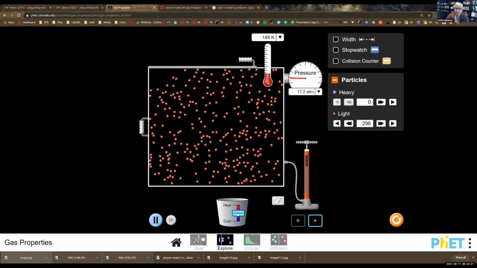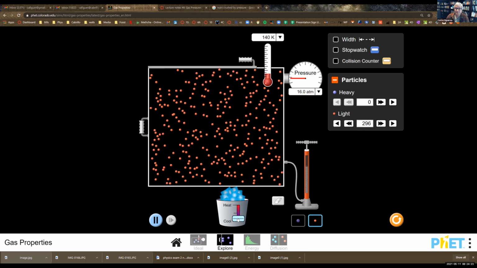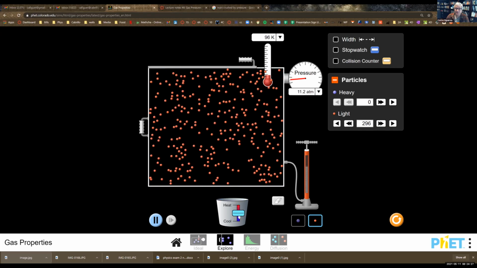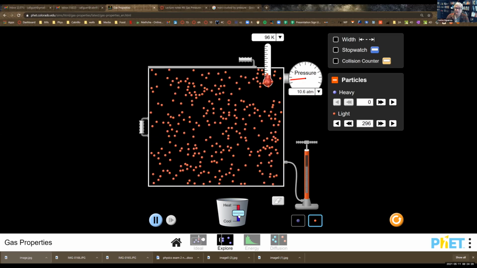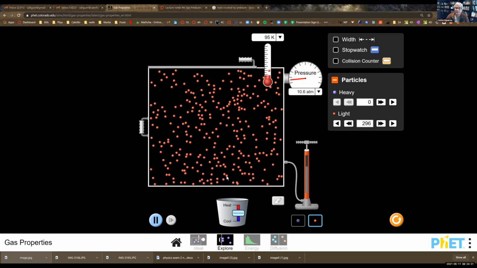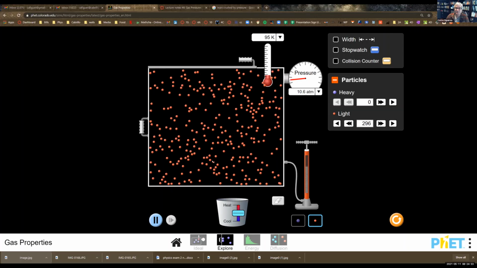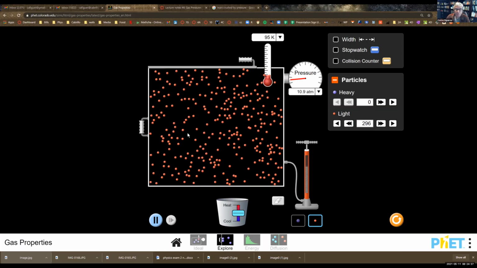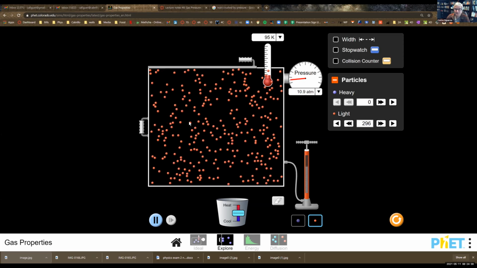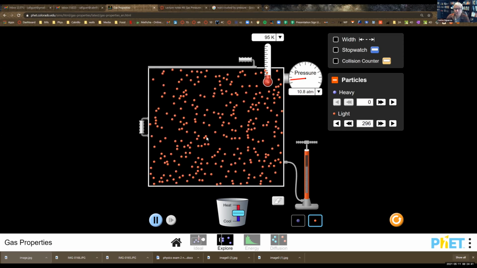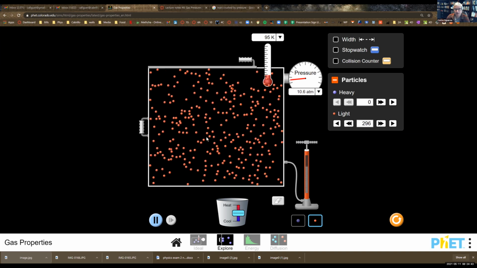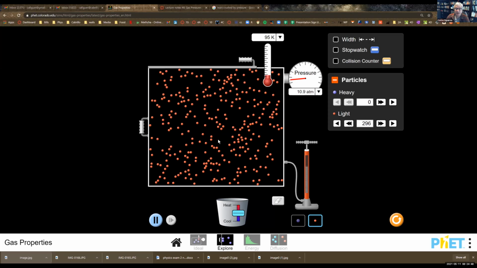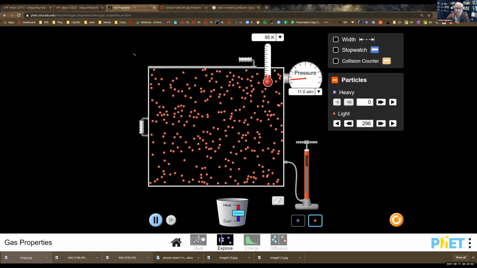See how they're much slower? That's the temperature. If I continue to do this, you can see I'm just exaggerating it. They're moving nice and slow. If they're moving slow, note that there are fewer collisions with the walls, so therefore the pressure has to be lower. If I have more collisions with the walls, then the pressure has to be higher. And that's what we mean by temperature here.